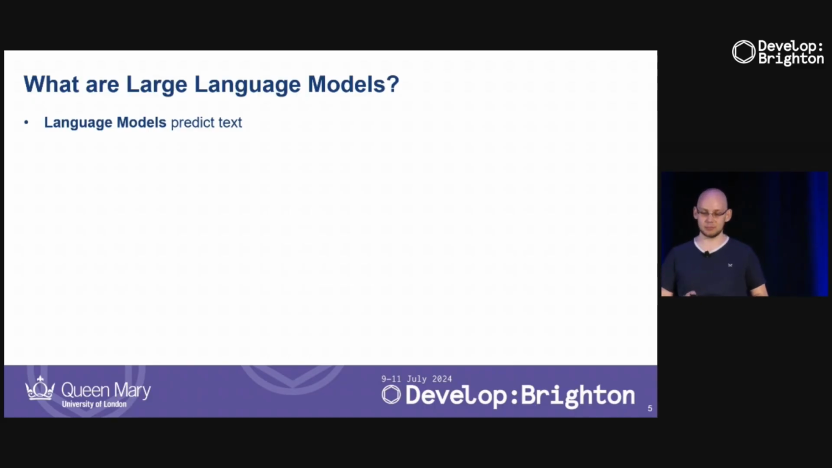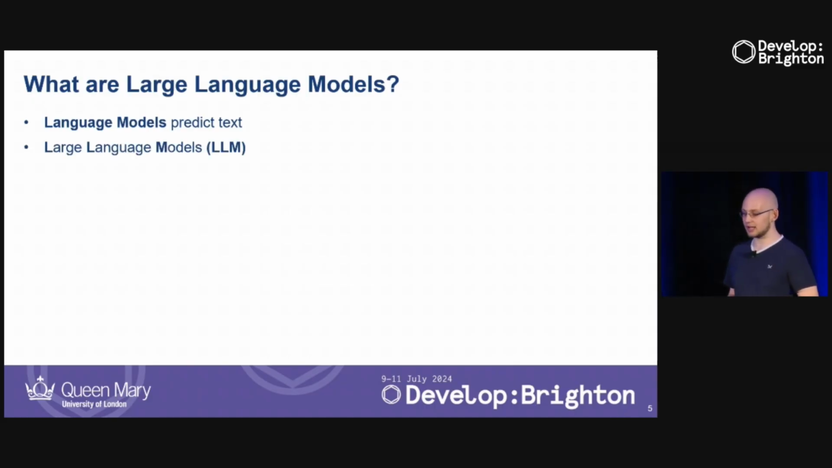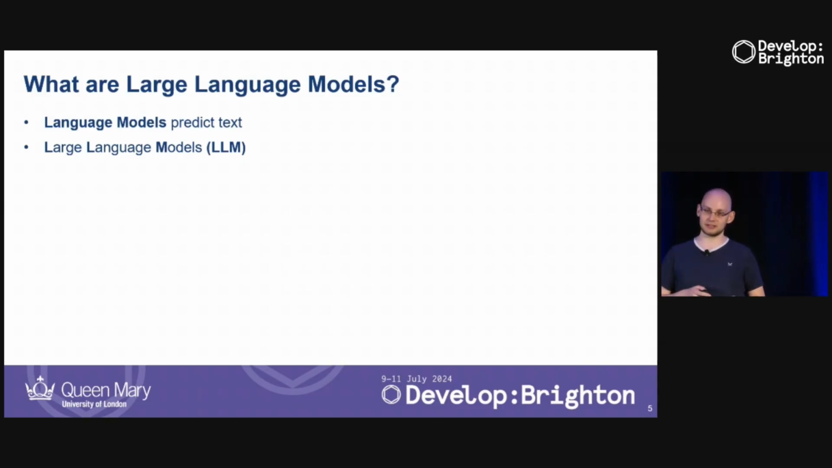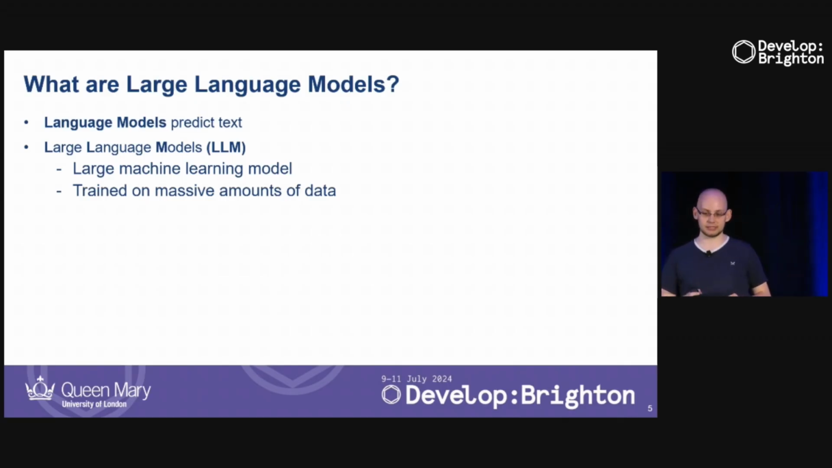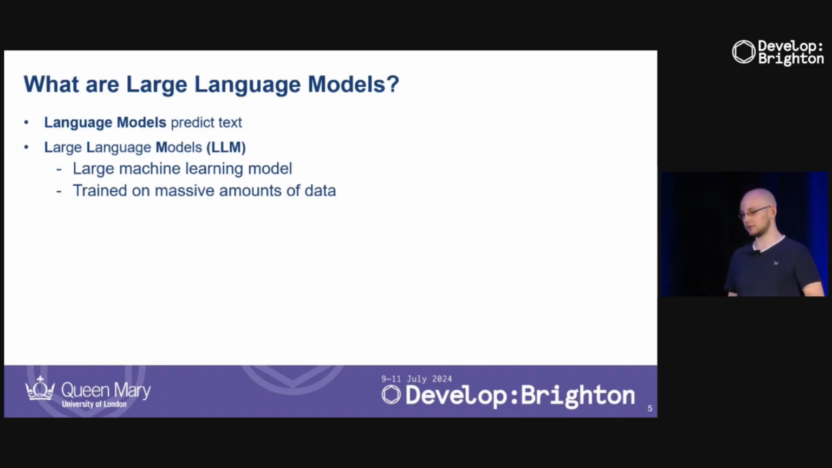And then, as the name implies, large language models, or LLMs, as I like to call them, are just larger language models, which both have a much larger machine learning model, and were trained on a massive amount of data, usually from the internet, a lot of data that we can scrape from everywhere.